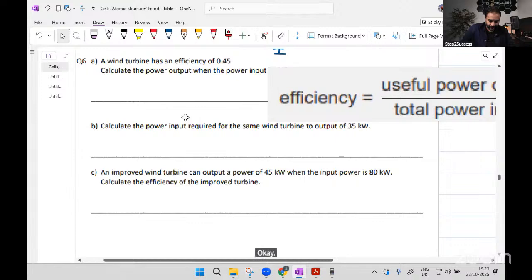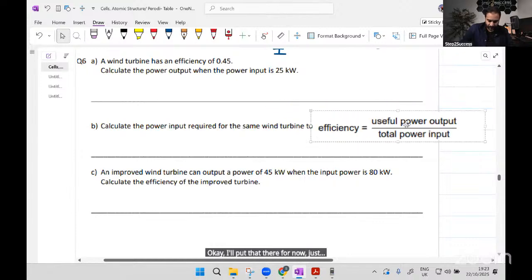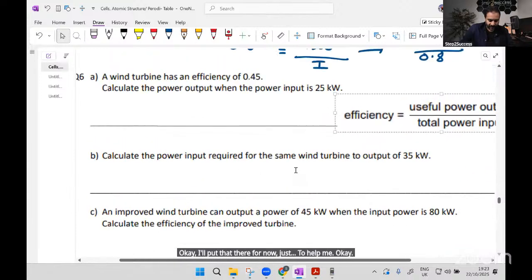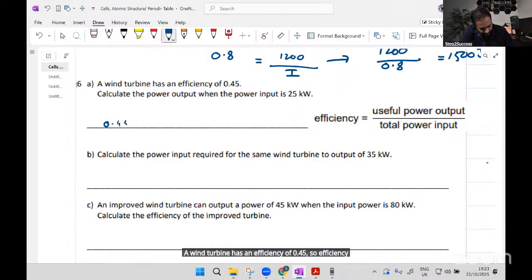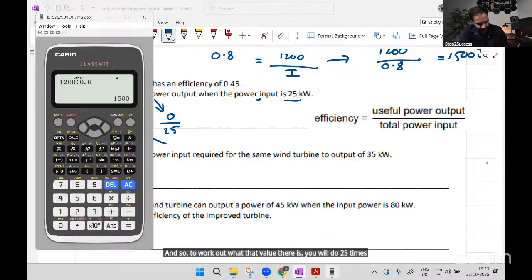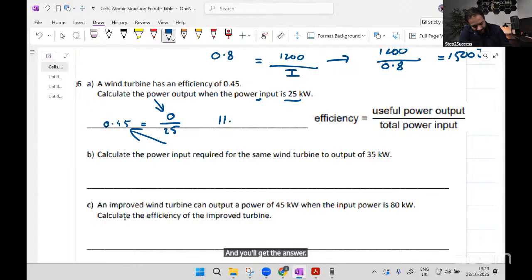Okay, so put that there for now, just to help me. Okay, a wind turbine has an efficiency of 0.45. So efficiency is 0.45. Calculate the power output, so the output, when the input is 25. And so to work out what that value there is, you will do 25 times 0.45, and you'll get the answer, which is 11.25.